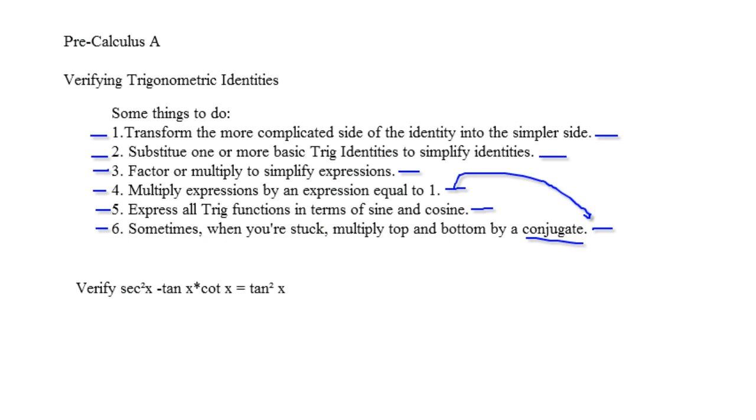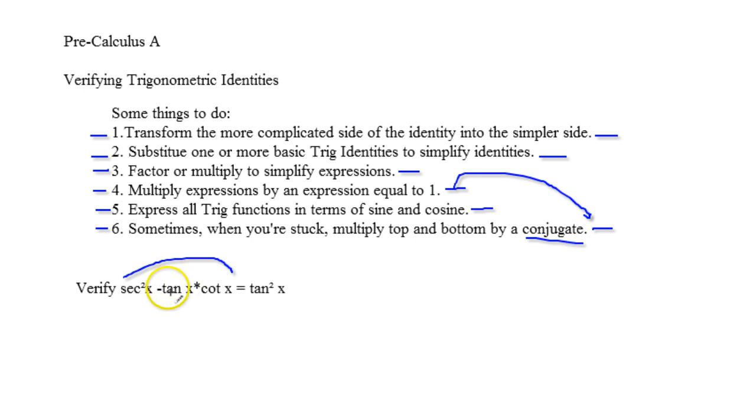Alright, so first off, we are going to verify secant squared x minus tangent x times cotangent of x equals tangent squared x. So what you want to do is deal with the more complicated side first. Now I don't know about you, but I think this is the more complicated side. Okay, so what I'm going to do is start transferring stuff down.